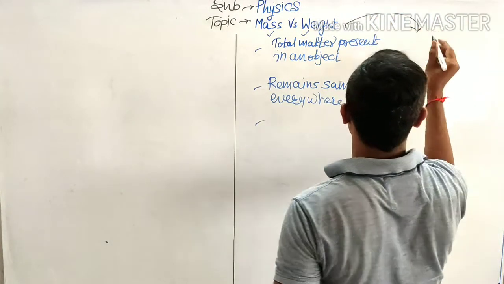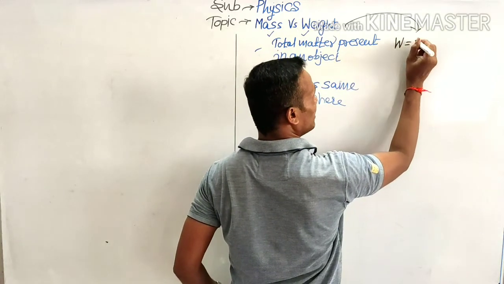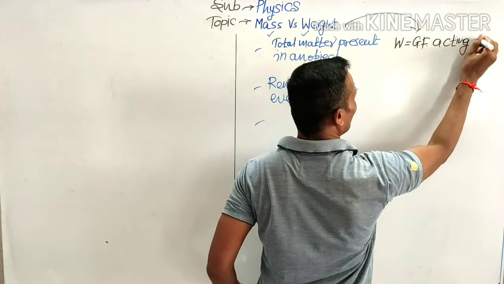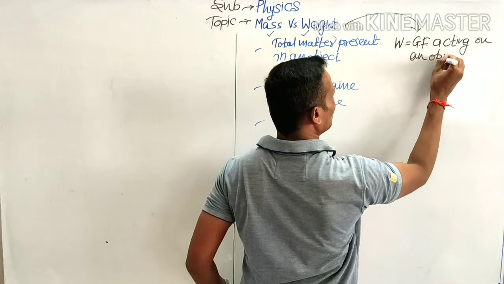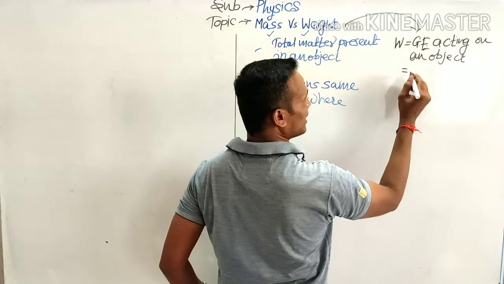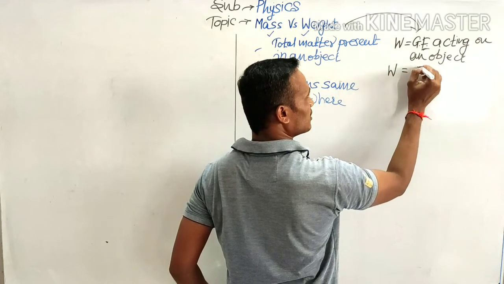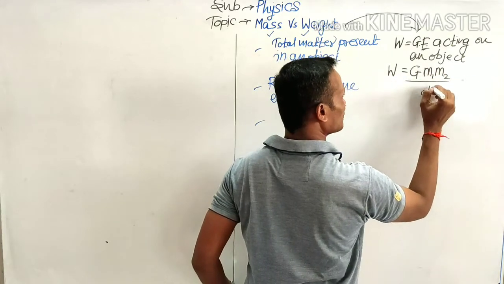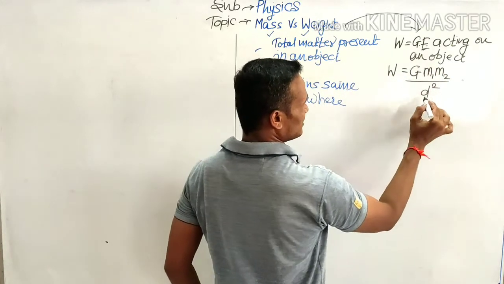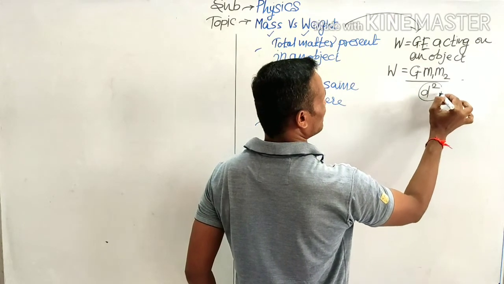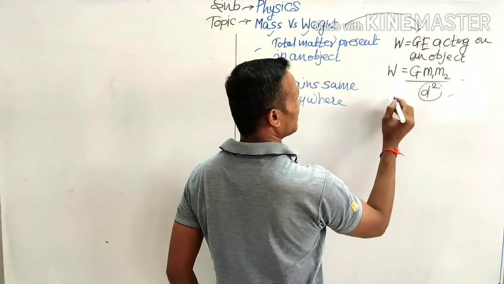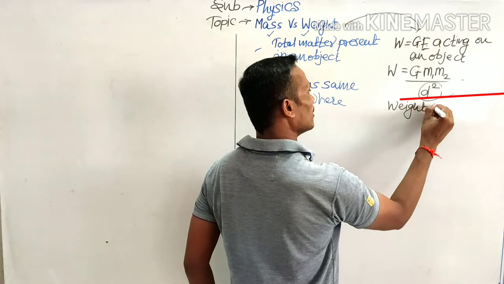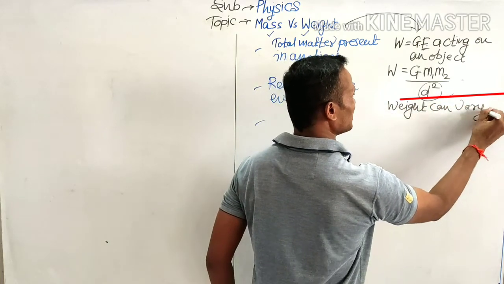So weight is nothing but gravitational force acting on an object. तो since it is a force, तो ये क्या होगा? We know what is gravitational force. G, mass, product of the mass and the square of the distance between them. तो जैसे जैसे ये डिस्टेंस वैरी होगा वैसे वैसे ग्रेविटेशनल फोर्स भी वैरी होगा, वैसे वैसे वेट भी वैरी होगा. तो वेट कैन वैरी फ्रॉम प्लेस टू प्लेस.